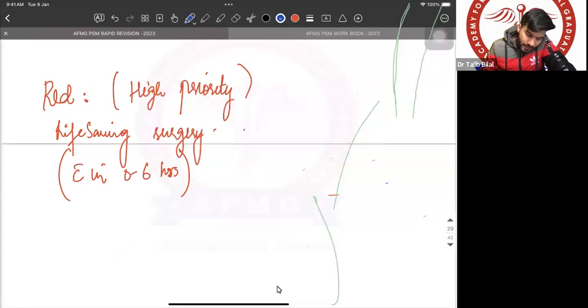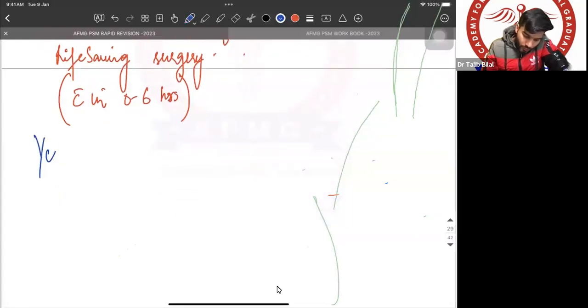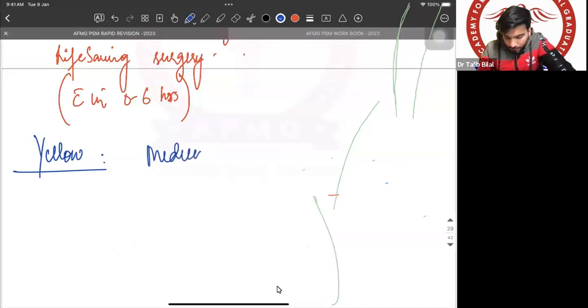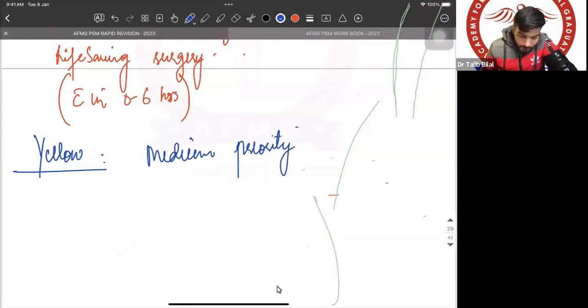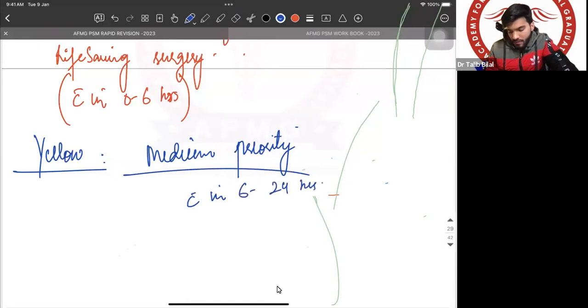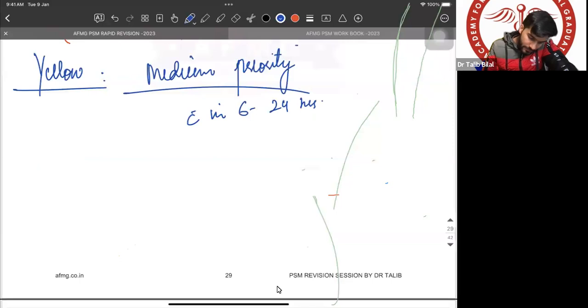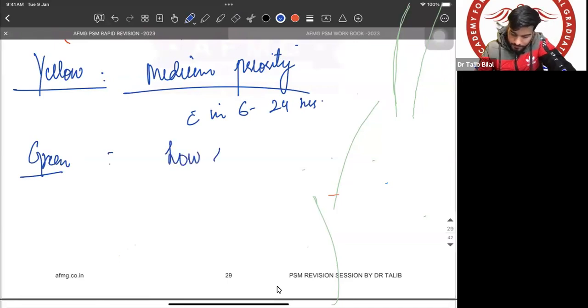If I talk about the second color, yellow, we have medium priority, so they are needed within 6 to 24 hours. Then we have green, given low priority. They are ambulatory patients.